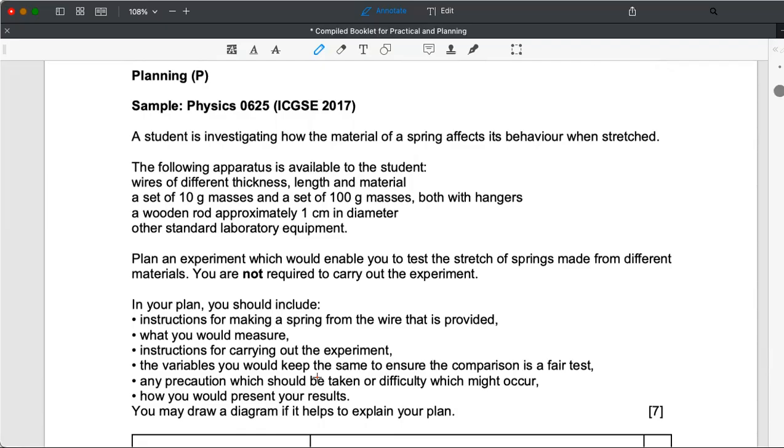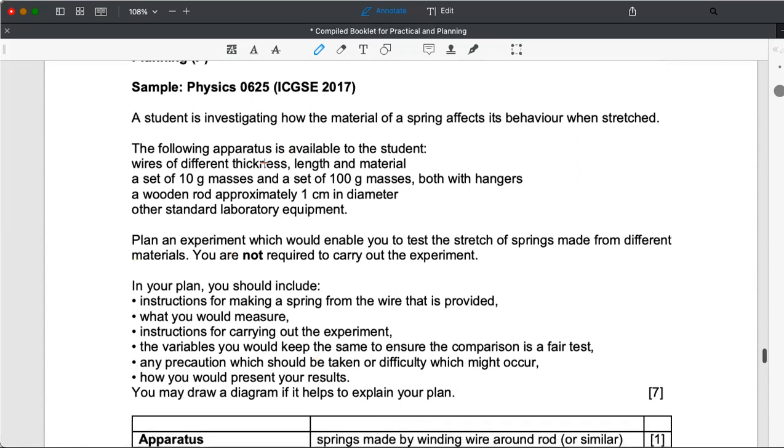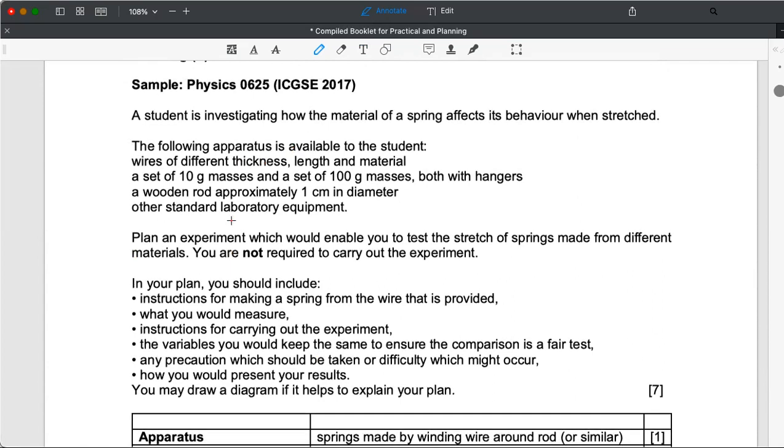So this experiment is about the student investigating how the material of a spring affects its behavior when stretched. These are the materials available: wires of different thickness, length, material, a set of 10-gram masses and a set of 100-gram masses with hangers so that you can hang them on the spring to extend it using different masses. And you have a wooden rod about 1 cm in diameter and other standard lab equipment like an electronic balance, retort stand, etc.